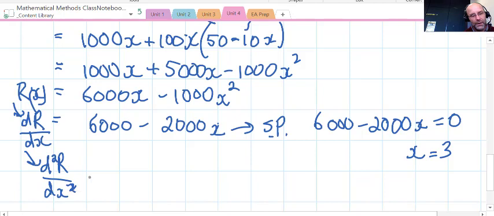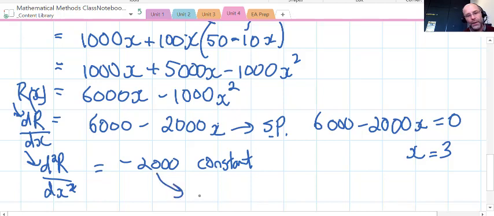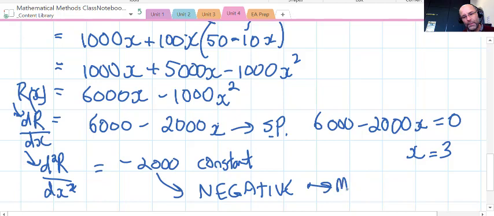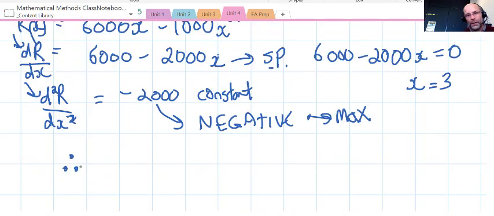So the second derivative, the derivative of the derivative, is negative 2000. That's a constant, so we don't need to sub anything into that. It's always negative 2000. The point of it is that it's negative, and a negative second derivative is a maximum. So it's verified as a maximum. So, conclusion time.